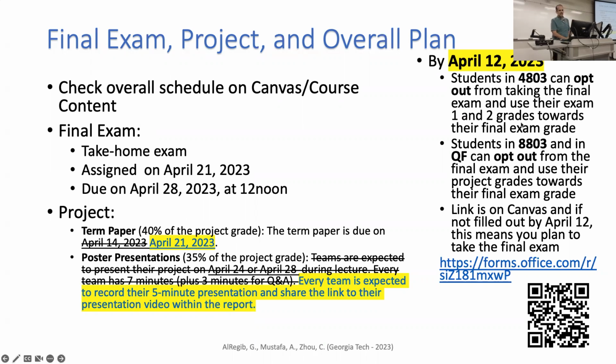On the right-hand side, you can opt out from the final exam if you choose to do so. You have until April 12th to say, I don't want to take the final exam. If you are a graduate student, we can count your project grade as your final grade. If you are an undergraduate student, you take your exam 1, exam 2 average as your final grade average. Unless you have a serious doubt about the grading and ask for a regrade, then we will look into it. Other than that, it's fixed.